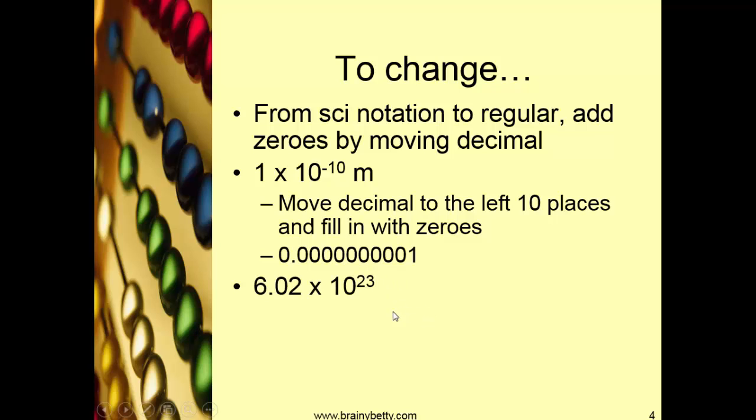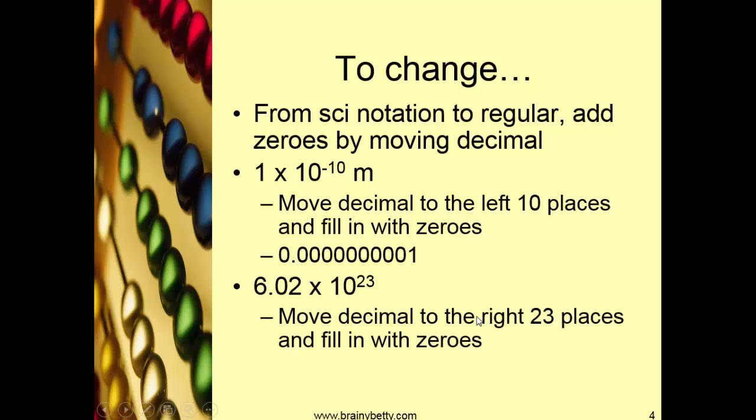Same thing for our second example. If I was given this in scientific notation and needed to change it back, I would need to take the decimal from where it is and move it to the right 23 places. Total of 23 places. And if you do that, fill in with zeros, and again, you end up with our original number.